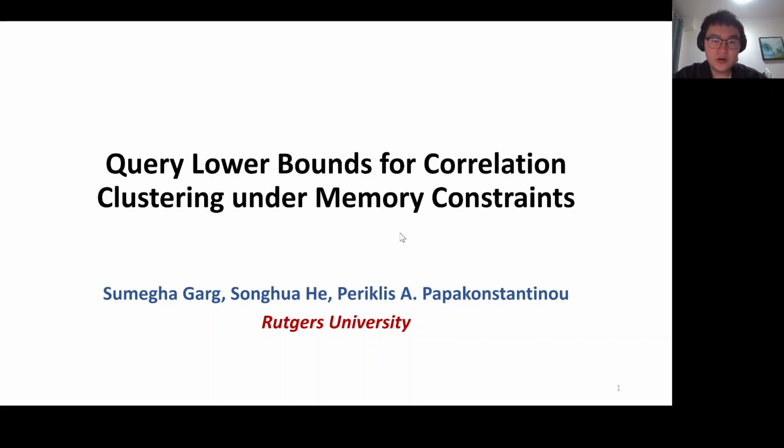The title is Query Lower Bounds for Correlation Clustering Under Memory Constraints. This is joint work with Sumegha Garg and Periklis Papakonstantinou.